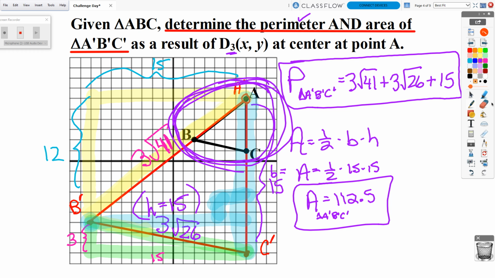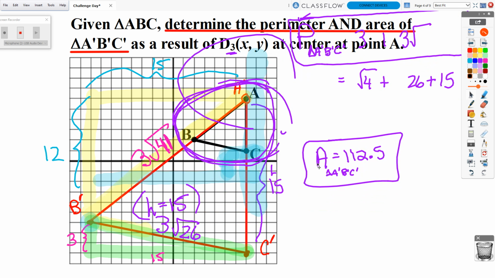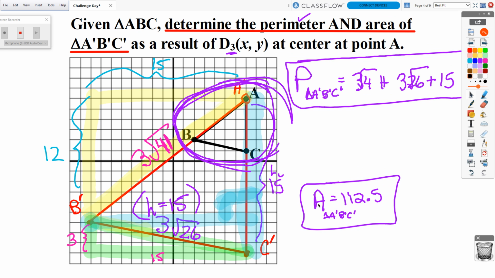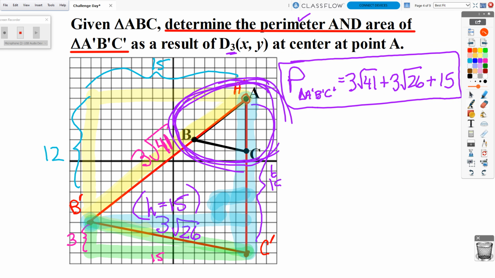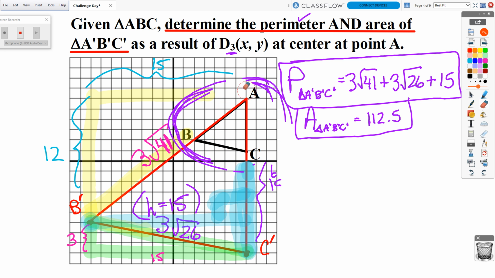Let me clear off some area here. I'm going to keep my original perimeter and area so that we know what to compare things to. Oh my goodness, that really got jacked up. Let me just erase this and rewrite the area up here. We knew the area of triangle A'B'C' was equal to 112.5. Now let me erase some room around original triangle ABC.